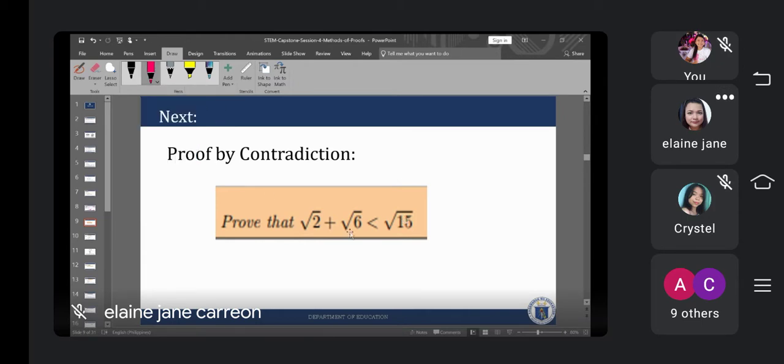How? Okay, so in this part, we're going to contradict this statement. Square root of 2 plus square root of 6 is less than. Ano ang contradiction ni less than? Anong kabaligtaran niya? Diba? Greater than or equal? Tama? Yun yung nagko-contradict dun sa statement. So, imbes na square root of 2 plus square root of 6 is less than square root of 15, gagawin natin siyang square root of 2 plus square root of 6 is greater than or equal to square root of 15. Because we are using proof by contradiction.